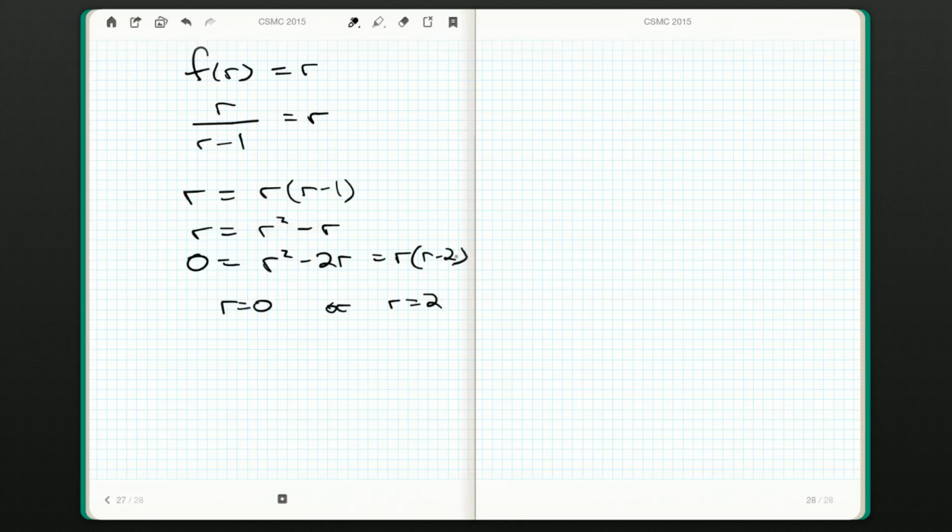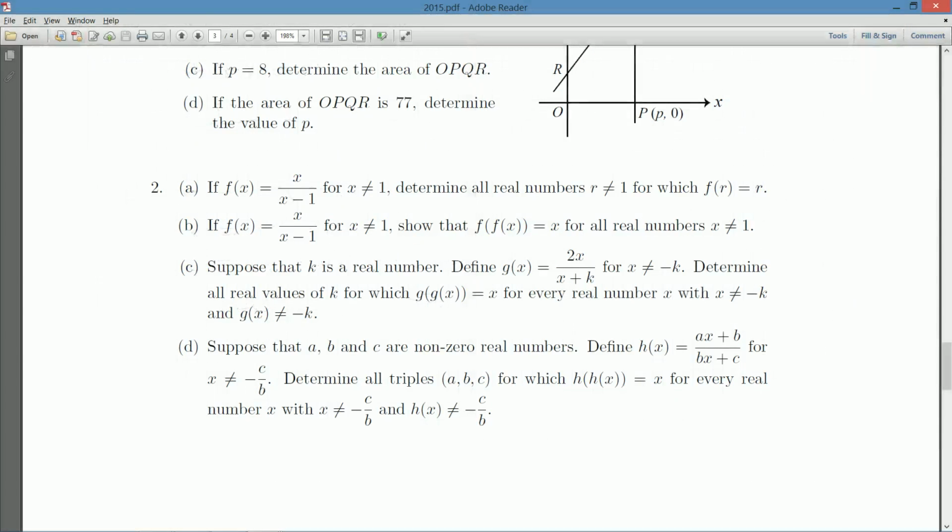Alright. And what can we do? We can even double check that. Here's our function. What happens if we plug in 0? We get 0 over minus 1. That's 0. What happens if we plug in 2? We get 2 over 2 minus 1. So we get 2 over 1. Well, that's 2. That definitely worked out. Great. We've got our 2 numbers here, and they both work. You might be a little hesitant to include the 0, but it's not 0 that this function doesn't work for. It's 1.